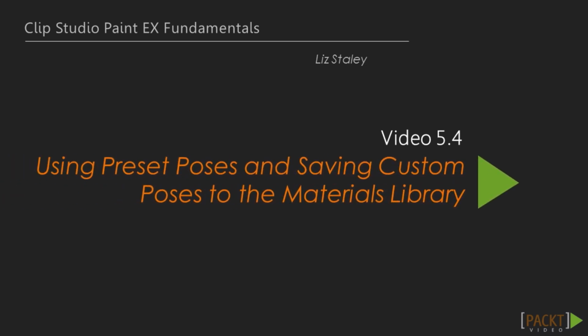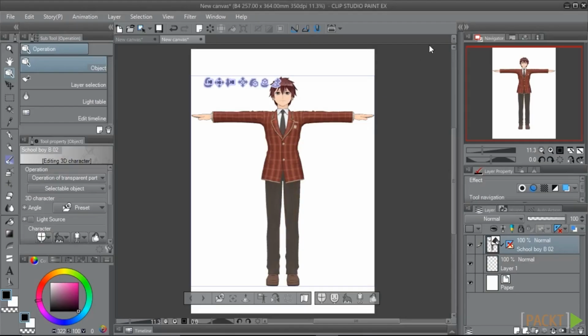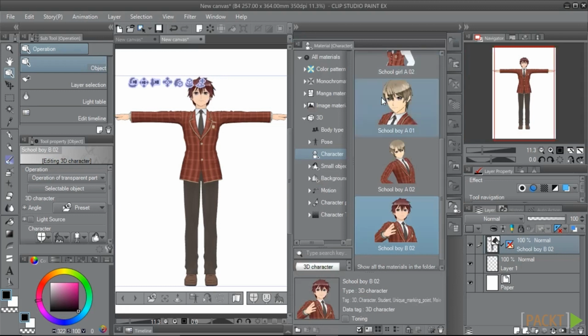Hi, and welcome back. In the previous video, we learned how to move the camera in our 3D scenes. In this video, we are going to apply a preset pose to a character model and learn how to save a pose to the materials library so it can be used again on a different character model. Let's get started.